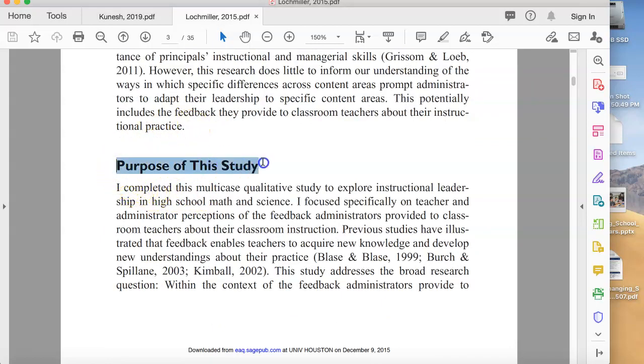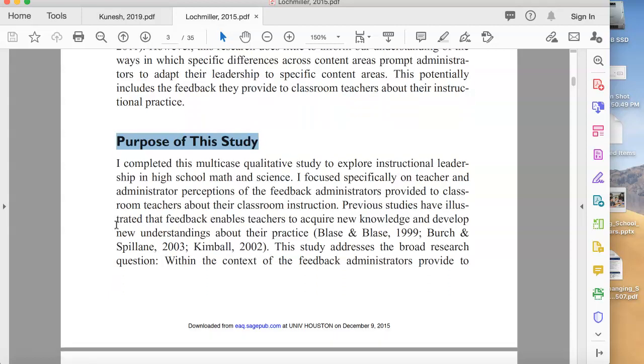And then he has this, and not all studies are going to have this, this nice purpose of the study. In the purpose of the study, what he's saying is, well, I told you about the problem. Here's how I contribute to our understanding. And he lays that out.